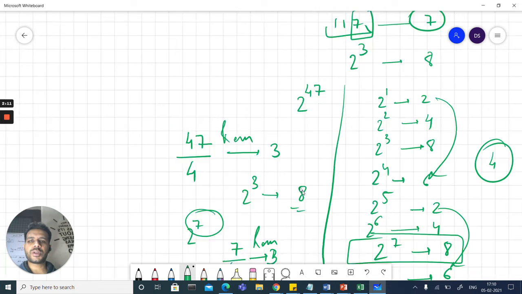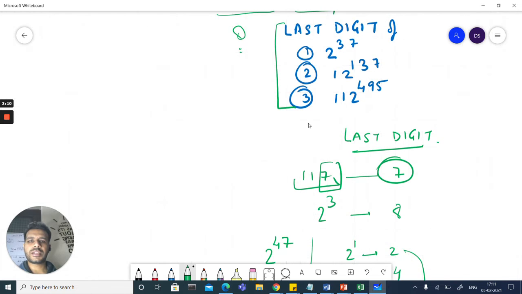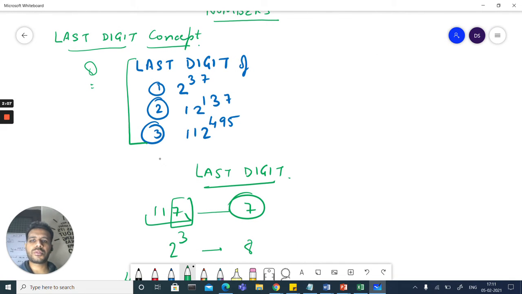Let's go back to the questions which we had above and see if we can solve them. Let's say 2 to the power 37. You take 37. We are only bothered about this piece. Take 37, divide by 4, and you get 1 as a remainder. We are talking about the remainder again. So 2 to the power 1 gives me 2. So your answer for this one is 2.